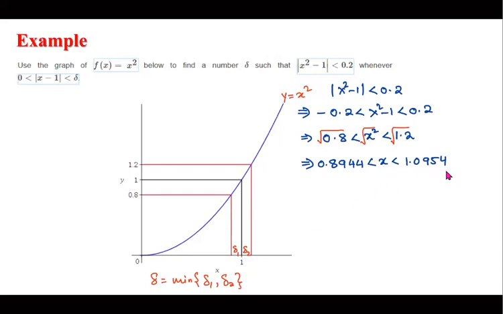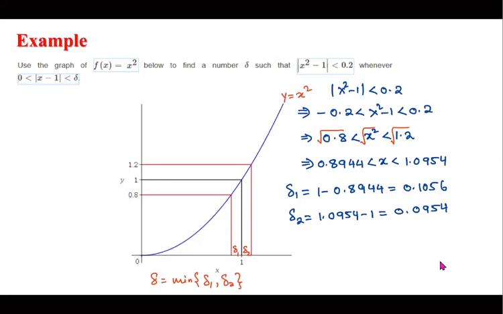So what are the values of delta? The first delta, delta 1, is 1 minus the lower value. That is 1 minus 0.8944, which is equal to 0.1056. And delta 2 is the upper value minus 1, that is 1.0954 minus 1, which is equal to 0.0954. So you can clearly see that these numbers are not the same.